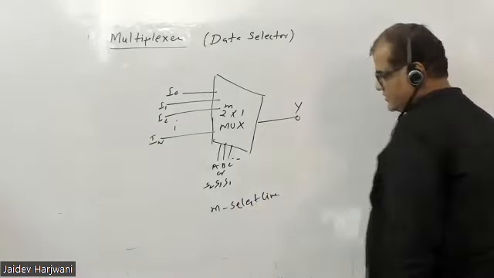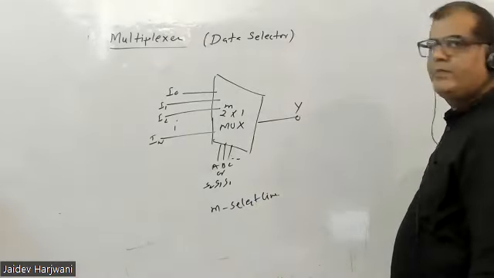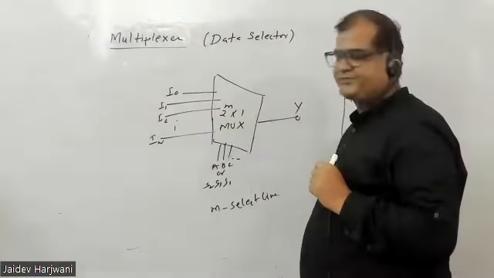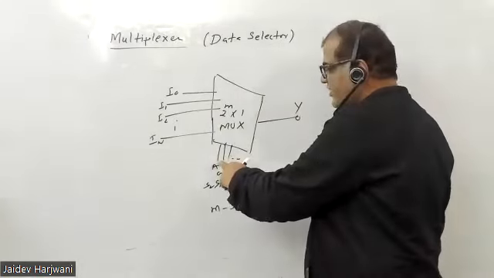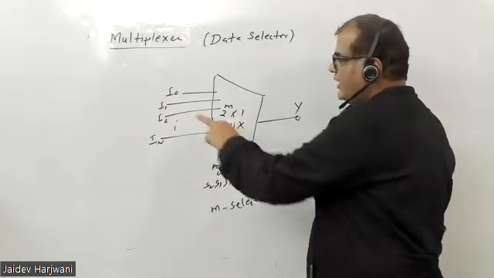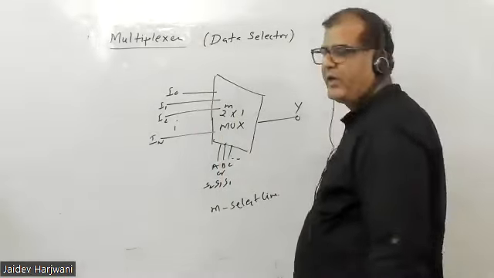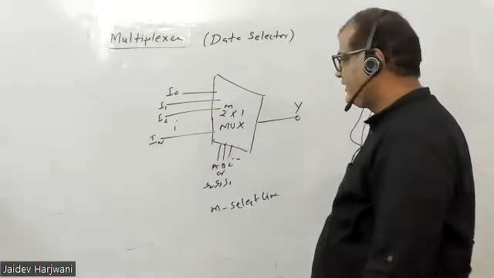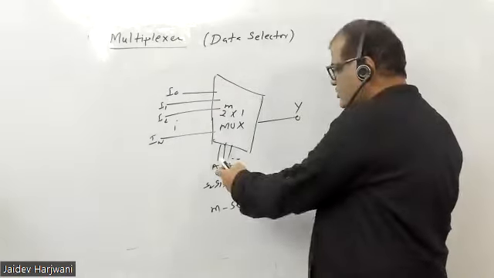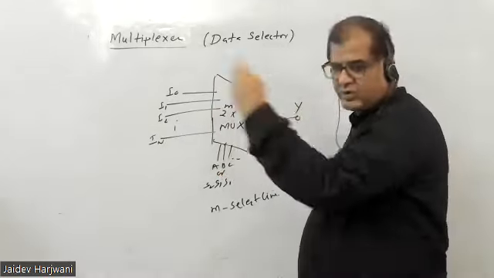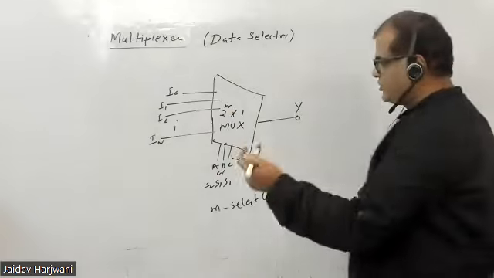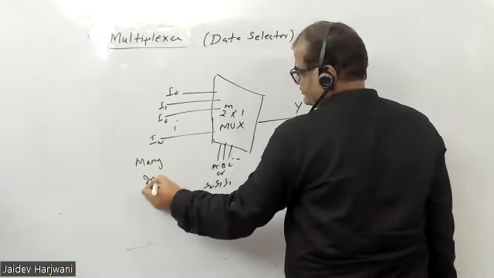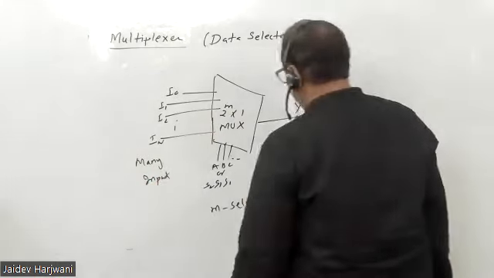So, how many select lines are there? Depending on the number of select lines, it can handle that many data inputs. For example, if the select line is 1, then 2 power 1 is 2, so it can handle 2 data inputs at a time. If select lines are 2, it handles 4; if select lines are 3, it can handle 8 data inputs, and so on. So you can have many inputs and one output.